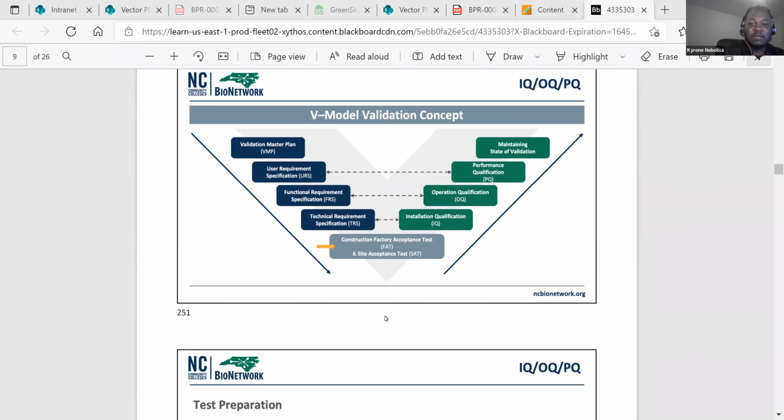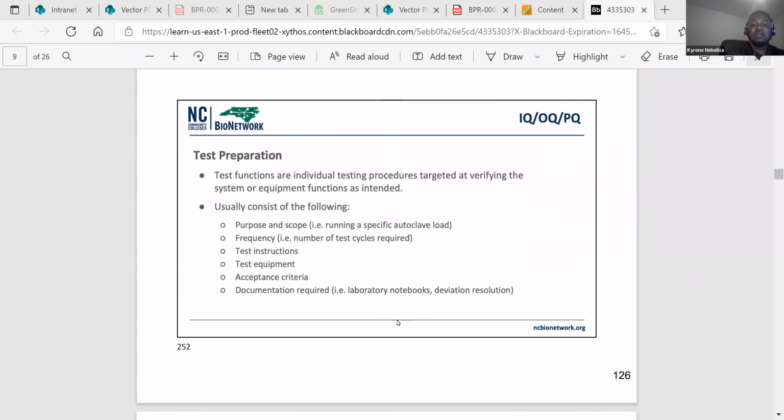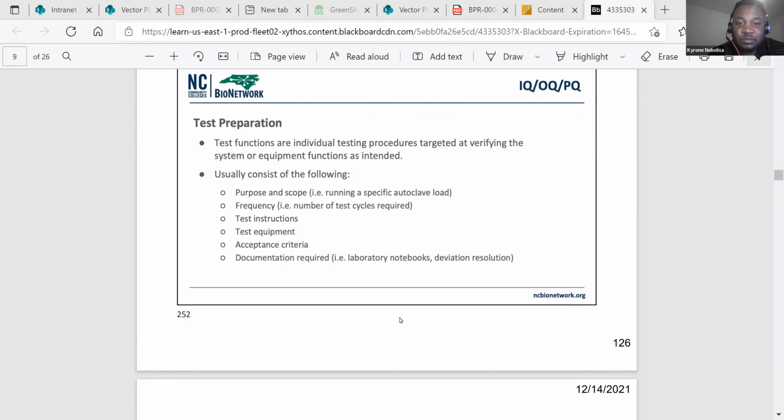Next, we're going to FAT/SAT. So, test preparation. Test functions are individual testing procedures targeted at verifying the system or equipment functions as intended. They usually consist of the following: purpose and scope; an example, such as running a specified autoclave load; frequency; number of test cycles required; test instructions; test equipment; acceptance criteria; and documentation required, for example, laboratory notebooks or deviation resolution. So these are your test preparation.